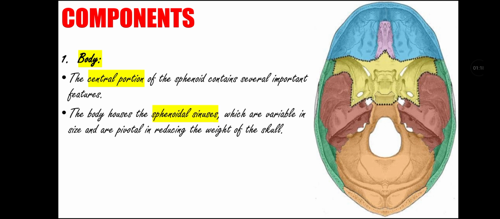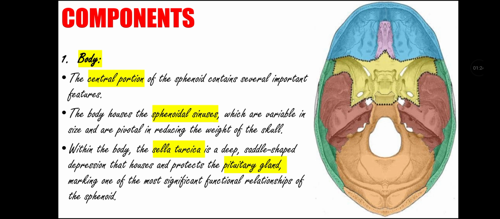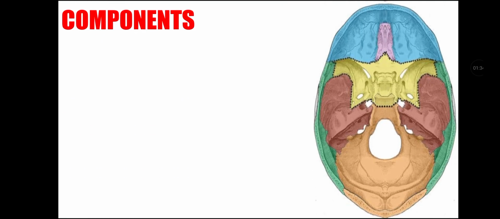It houses the sphenoidal sinuses which are variable in size and pivotal in reducing the weight of skull. Within the body there is sella turcica, that is a deep saddle-shaped depression that houses and protects the pituitary gland, making one of the most significant functional relationships of sphenoid bone.